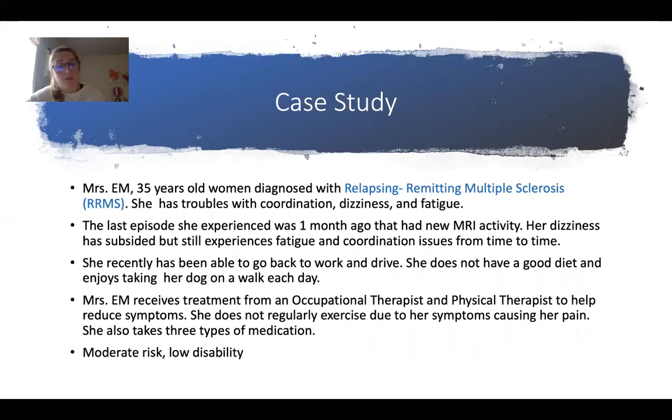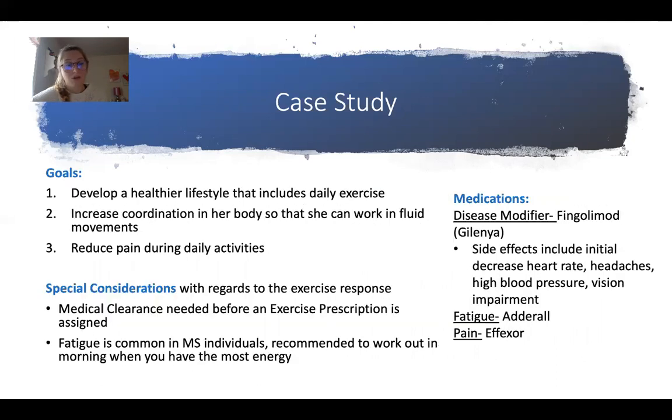Miss EM receives treatment from occupational therapists and physical therapists to help reduce symptoms. She does not regularly exercise due to her symptoms causing her pain. She also takes 3 types of medication, and she is at a moderate risk with low disability. Her goals are to develop a healthier lifestyle that includes daily exercise, increase coordination in her body so that she can work in fluid movements, and reduce pain during daily activities.